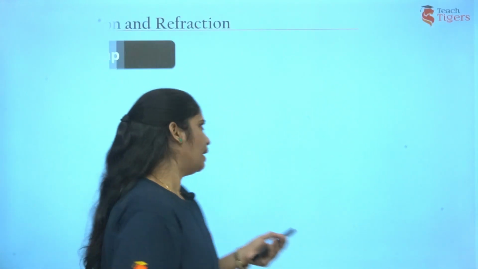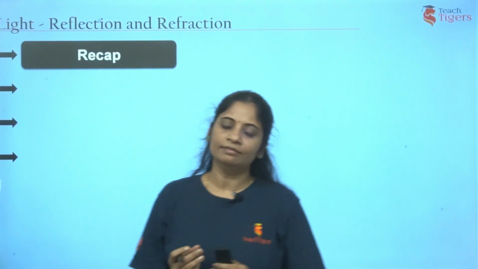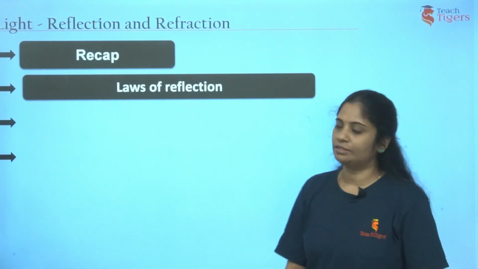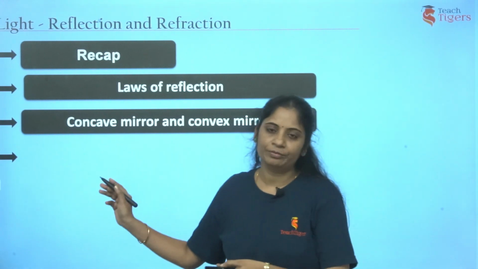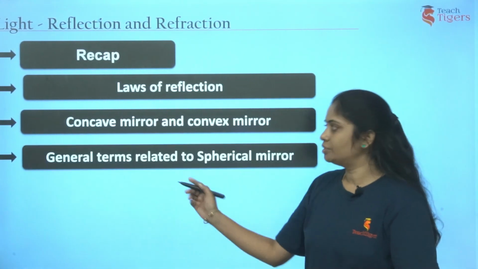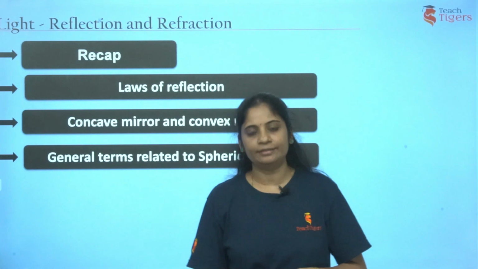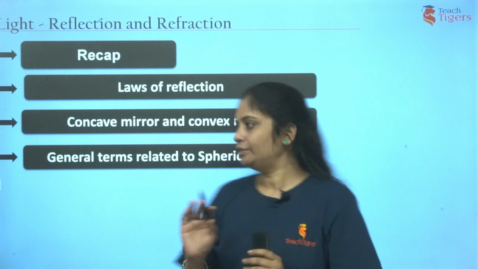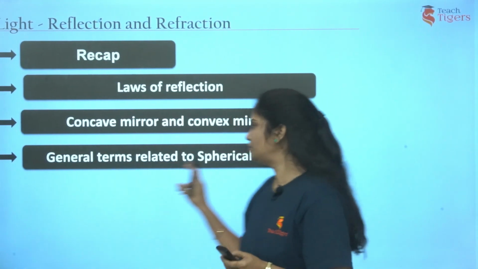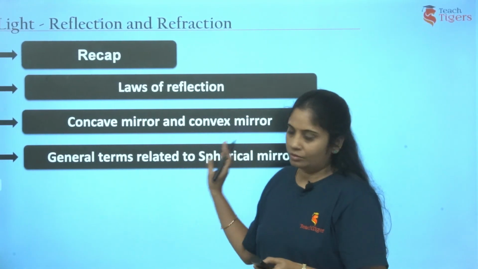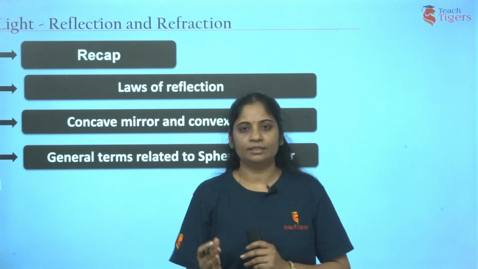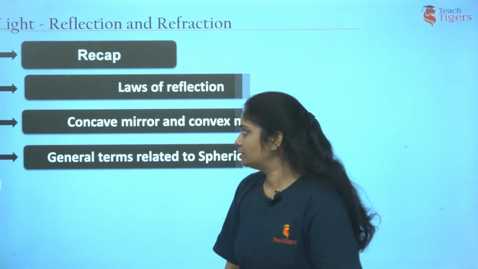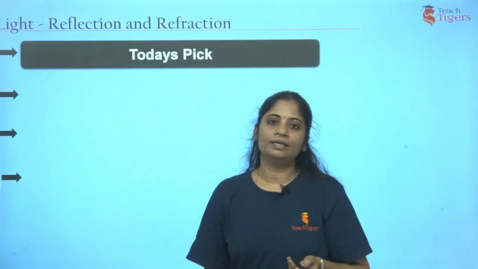So let's have a recap of what we have learned in the first lecture. In the first lecture we discussed the laws of reflection, what a concave mirror and a convex mirror are, and also the general terms related to spherical mirrors. Hope you have watched lecture 1 so that you are very familiar with these terms. If you have viewed the first lecture, it would be very easy for you to understand the second lecture. So let's proceed and see what we are learning today.